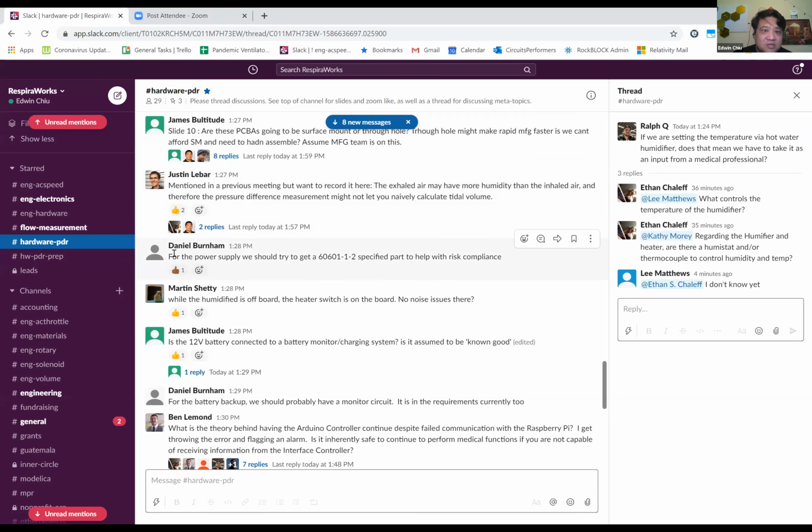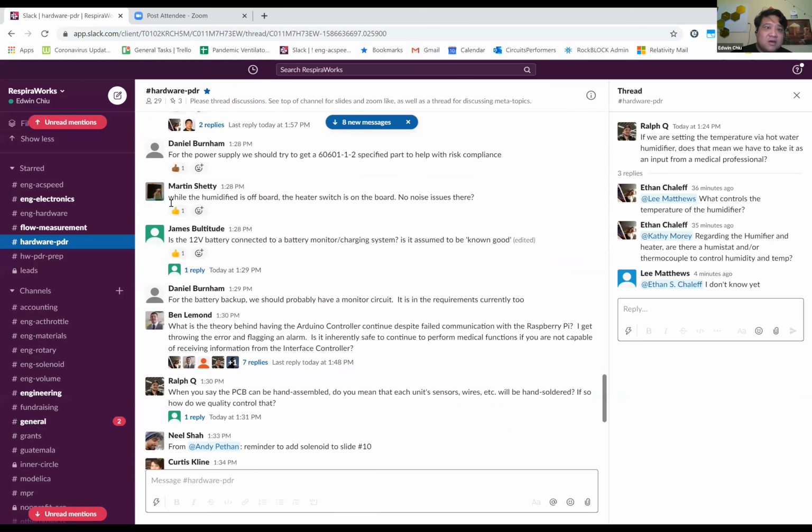Daniel says, for the power supply, we should try to get a 60601 specified part to help with risk compliance. Got it, thank you. Martin says, while the humidifier is off board, the heater switch is on the board. No noise issues here. Yeah, we'll have to provide some filtering and protection for that. We're still trying to figure out exactly where the humidifier is going to go. It's full of water, and we have a bunch of electronics, and it still needs to be accessible by the clinicians. So there's something that needs to happen there.